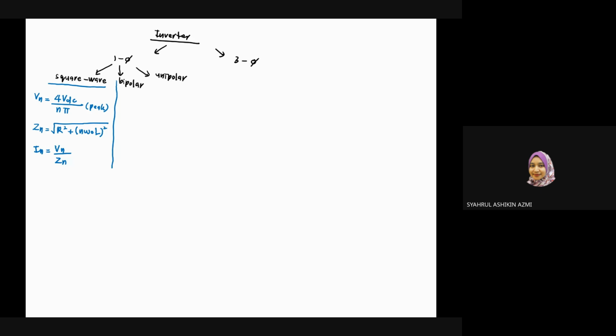And then for PWM, whether it's bipolar or unipolar, in order to find your fundamental component or your harmonics voltage, you need to use this equation over here, MA multiplied by VDC. This MA is in peak value. In terms of impedance, it is the same, using the same equation, and the same goes for your current.